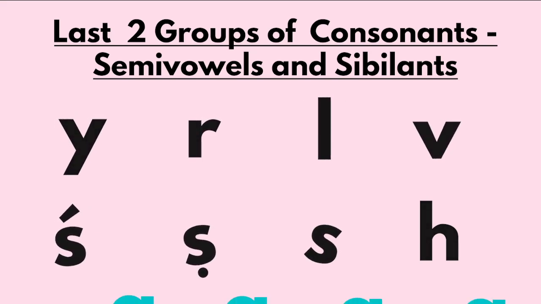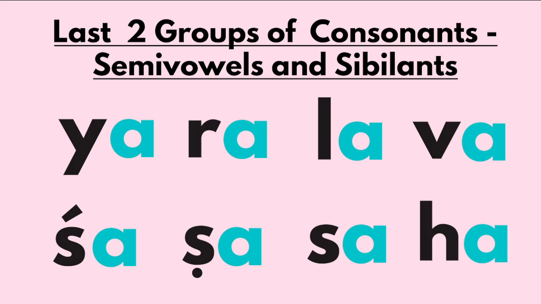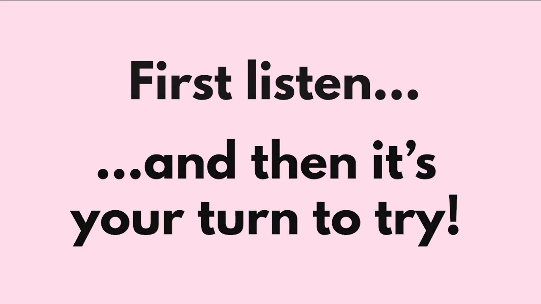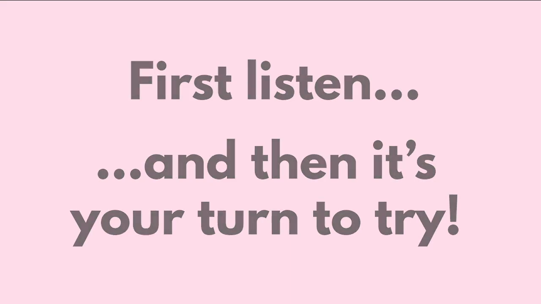As always, we will use the vowel a after each consonant to make them easier to communicate. We will say the sound or the word once, and when the words "your turn" pop up on the screen, it's your turn to try saying the sound with us. Let's get started.